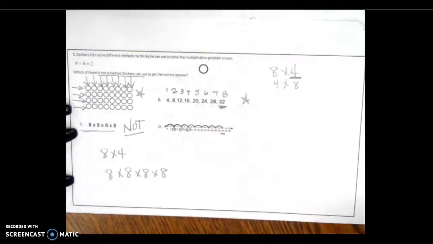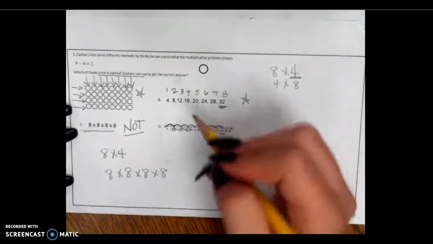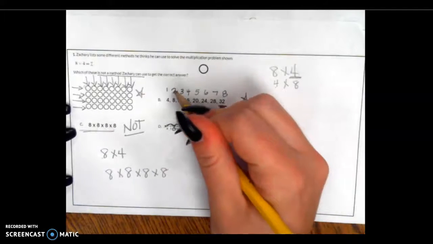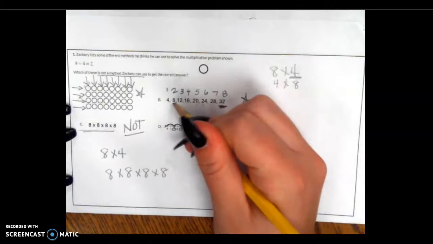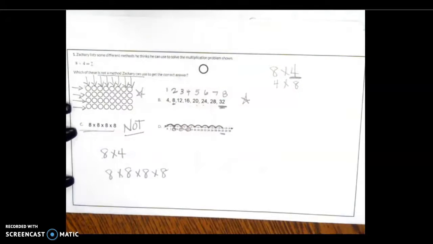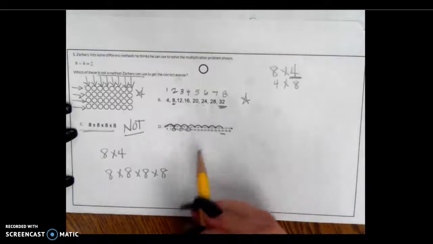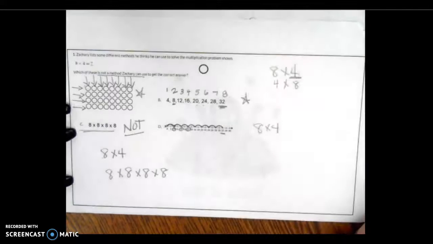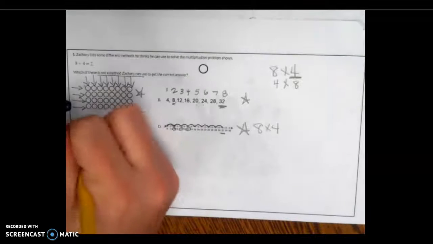Well, if you look back at our skip counting on letter B, our first jump landed on 4. Our second jump landed on 8. Our third jump landed on 12. So, boys and girls, does our number line match our equation 8 times 4? Yes, it does. So the correct answer is C.